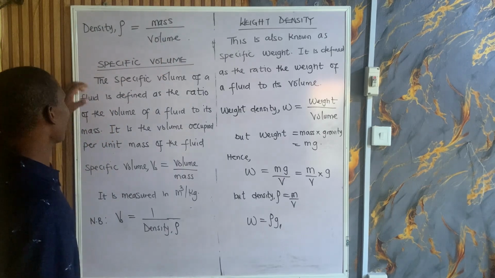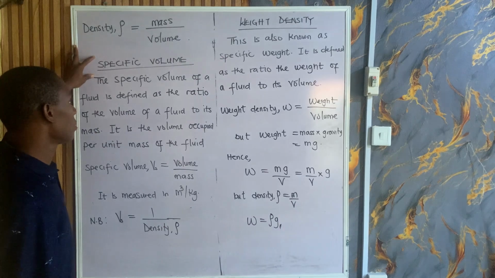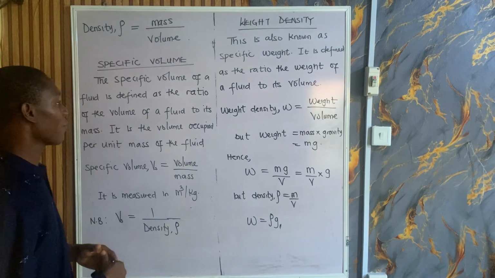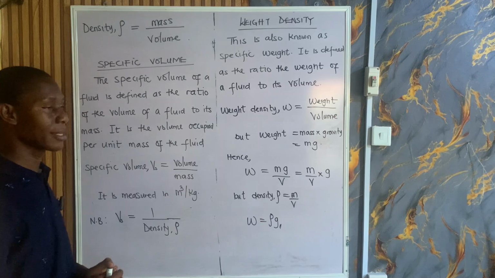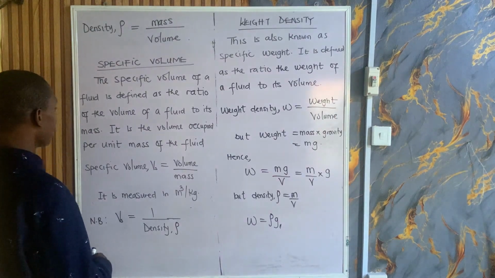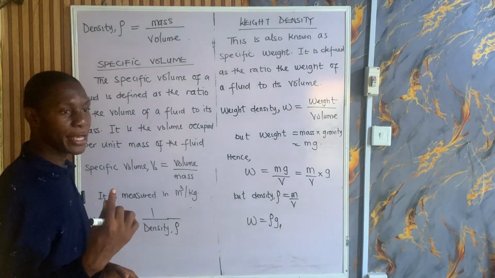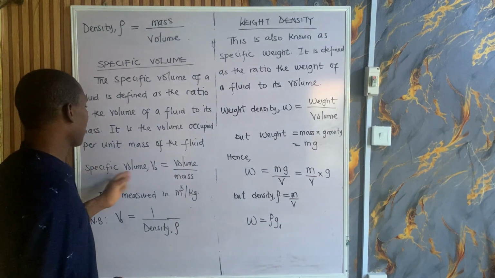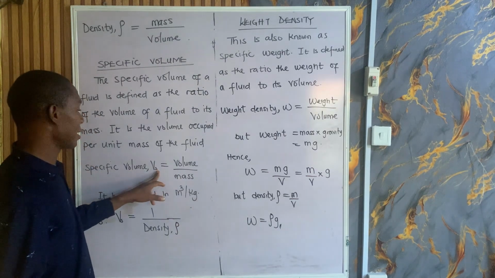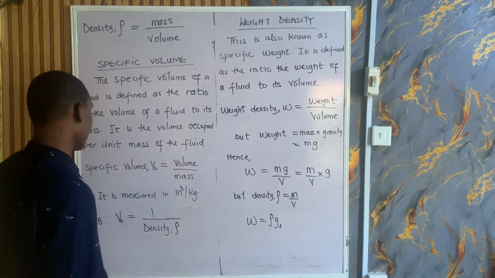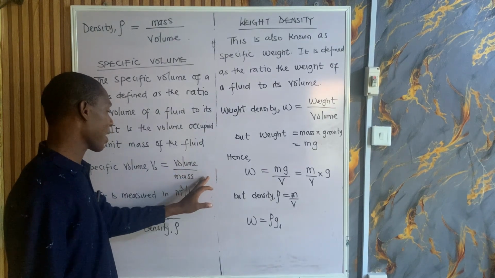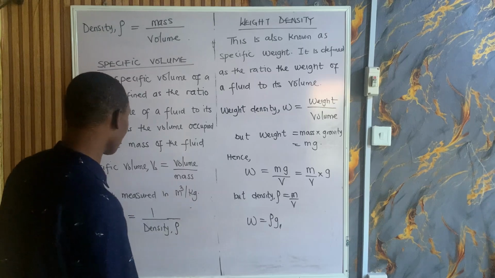Now, the next one we have is the specific volume. The specific volume of a fluid is defined as the ratio of the volume of a fluid to its mass, or you say it's the volume occupied by a unit mass. So, specific volume, V subscript S, is given as volume over mass. It is measured in meter cube per kg, that's the unit.